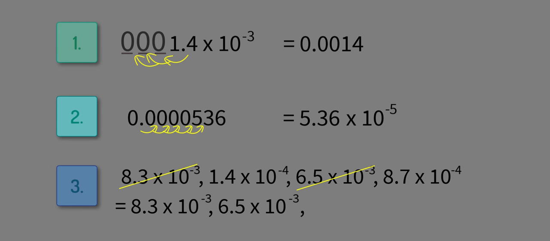So then we need to ask ourselves, is 1.4 times 10 to the negative 4th bigger, or is 8.7 times 10 to the negative 4th? Well, again, since it's times 10 to the same power, we just need to compare those two front values. 8.7 is greater than 1.4, so the next greatest is going to be 8.7 times 10 to the negative 4. And then the smallest value we have there is going to be 1.4 times 10 to the negative 4.